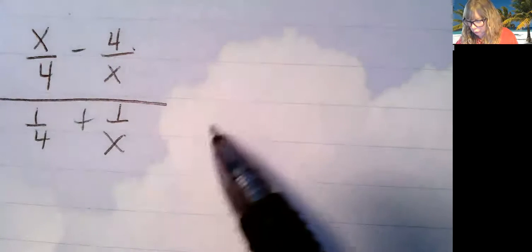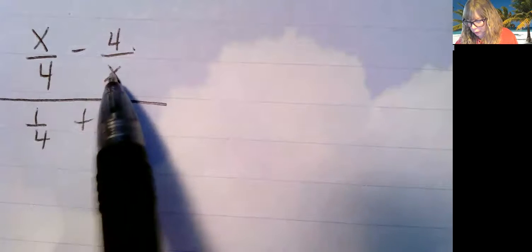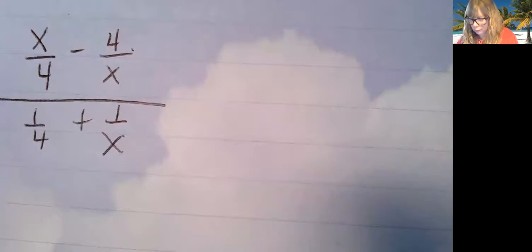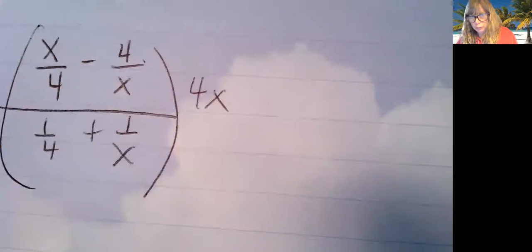All right, so what you do is you look at all the denominators. So we have 4, x, 4, x. So every denominator is 4 or x. And you're going to multiply everything by something that all those can go into. So in this case, it's easy just to multiply them together. So you're going to multiply this whole thing by 4x. So the goal of this is to get rid of your fractions in the fraction. So it's okay to have a fraction, we just don't want fractions in the fraction.